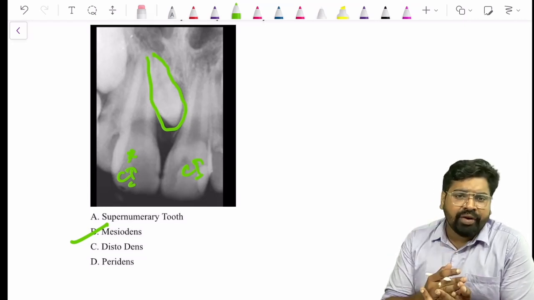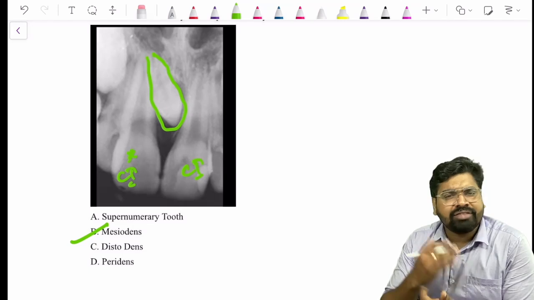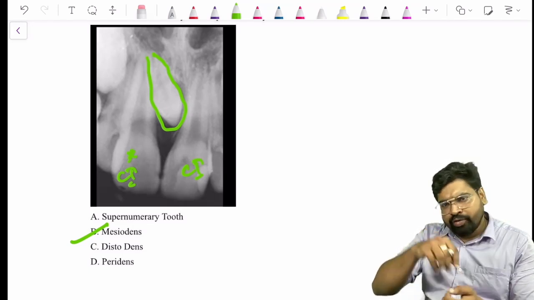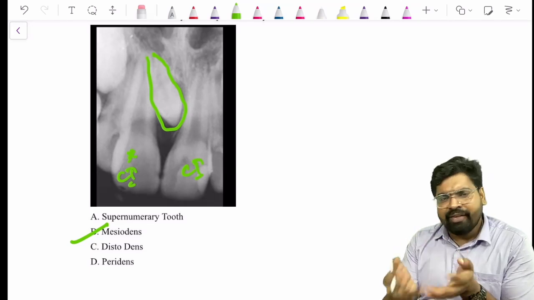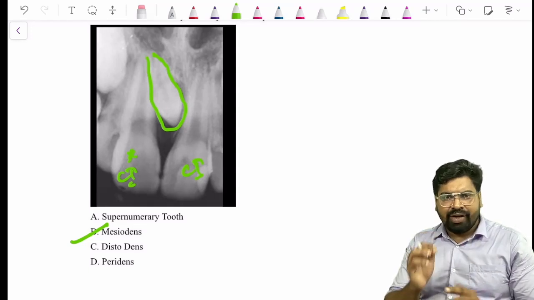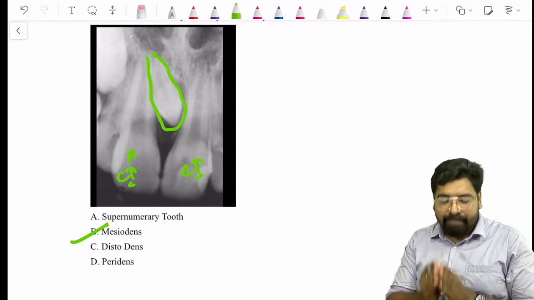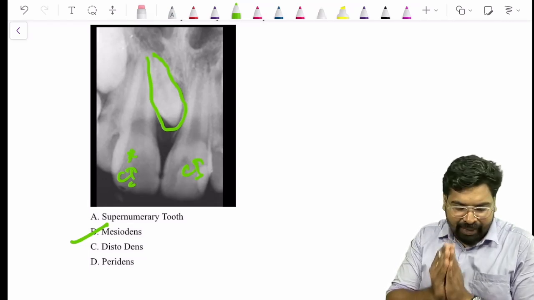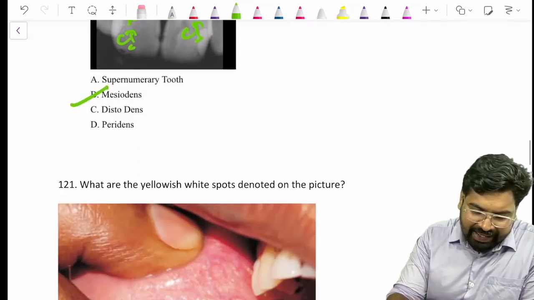Supernumerary teeth can be mesiodens, distodens, paramolars, distomolars. Peridens means a supernumerary tooth coming in any part of the arch, anywhere. So this can be anything. But you have to select the best possible answer from the options, and that is mesiodens. I hope this is clear.